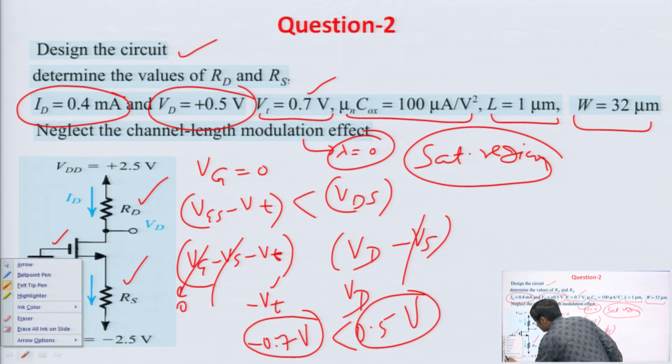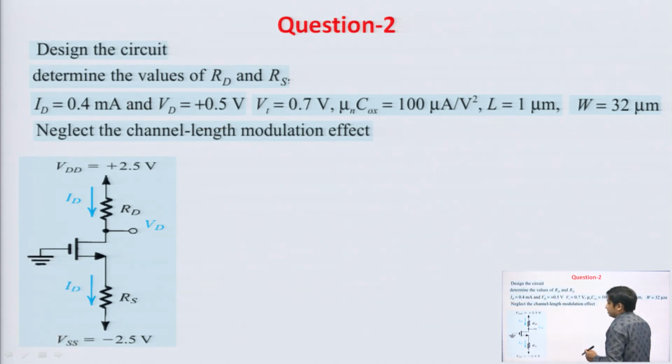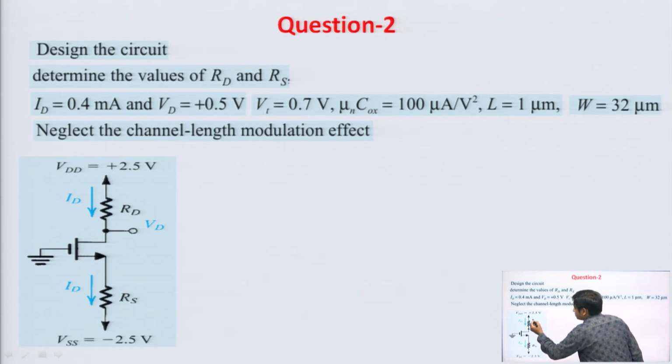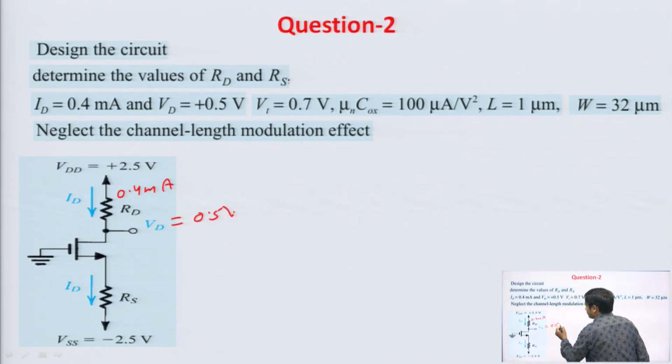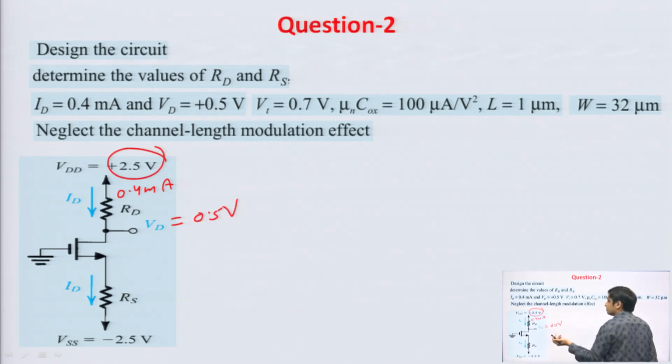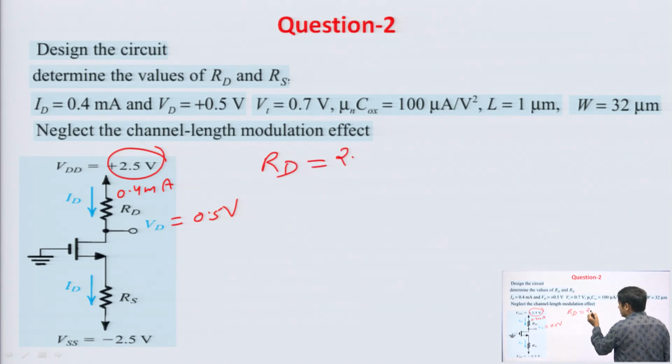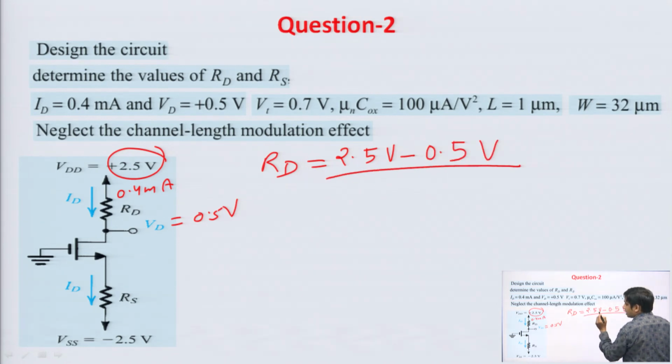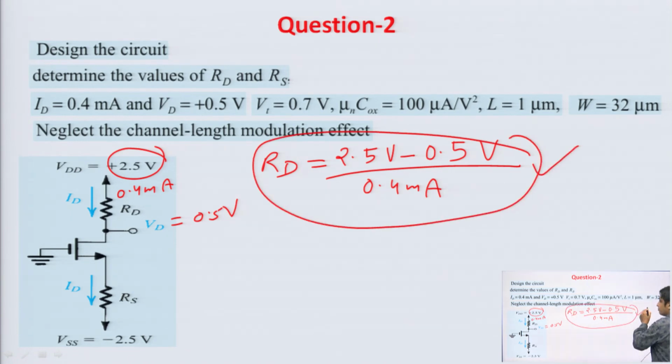Now, just see, ID is given, that is 0.4 milliampere, VD is given 0.5 volt, VDD is plus 2.5 volt. So, it is a very simple drain resistance RD, that is equal to the voltage difference, that is 2.5 volt minus VD, that is 0.5 volt, upon the current, that is 0.4 milliampere. So, just solve it and find out the value of RD.